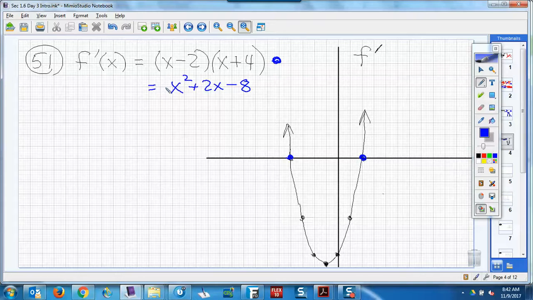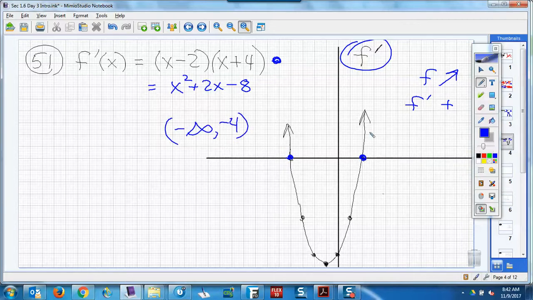All right, so this is f prime this time. So where's f increasing when this is f prime? So f is increasing when f prime is positive. See, I heard concave up there, right? You're mixing them up. F prime's increasing, f's concave up. But when f is increasing, f prime is positive. Okay, so where this is above the x-axis, that'd be negative infinity to negative 4, and then it would be above the x-axis from 2 to infinity.